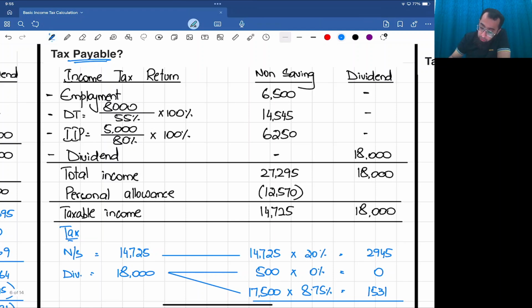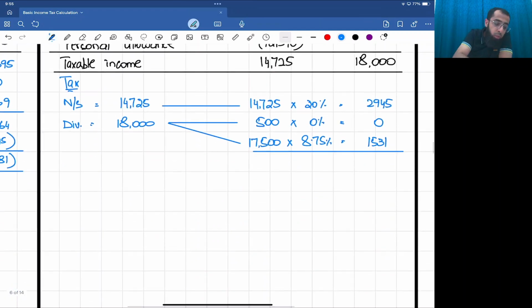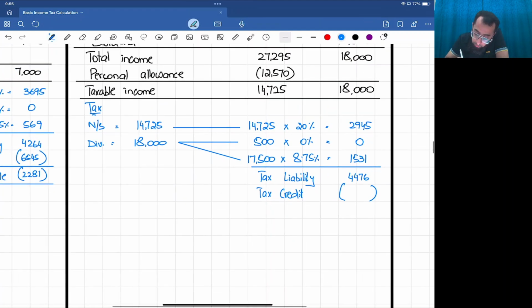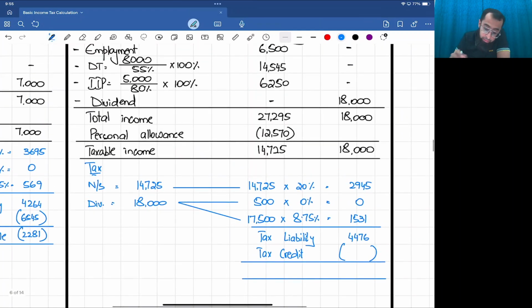Okay. So 1531 plus 2945 plus 1531. So it's 4476 as your tax liability. You adjust your advance tax, the tax credit. There were two tax credits, I believe, in this question. One was for discretionary trust, and the other one was for IIP. So let's look at it.